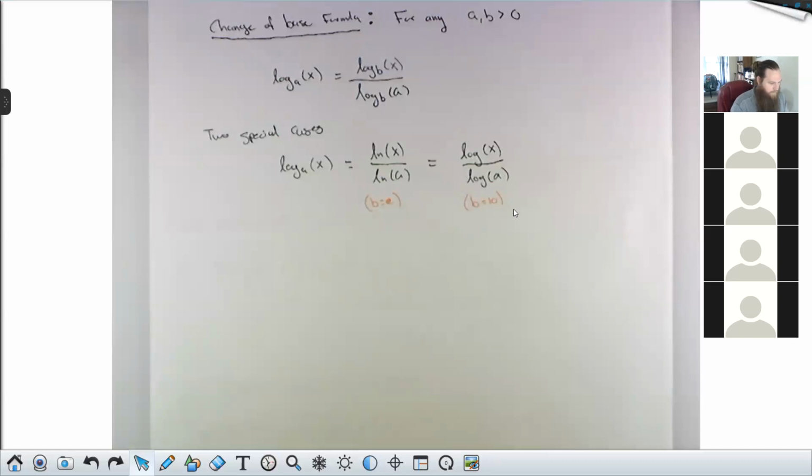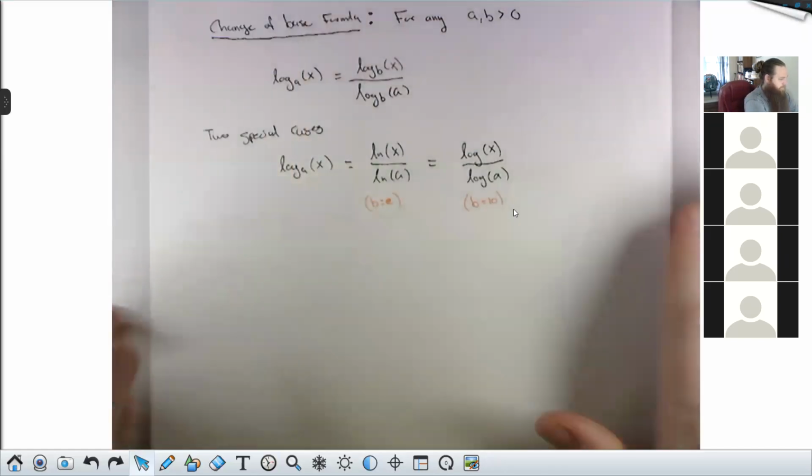Okay. I don't think we need to beat these to death any more than we already have. So what I do want to talk about is solving equations. This is the start of section 4.5 now.